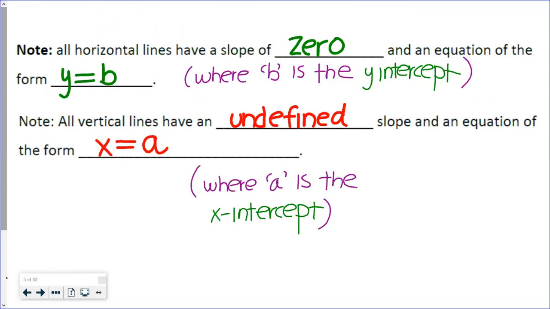So now I have this point here and this point. Okay, so this is what I want you to copy into your notes. All horizontal lines have a slope of 0 and an equation of the form y is equal to b, where b is the y-intercept. All vertical lines have an undefined slope, an equation of the form x is equal to a, where a is the x-intercept.